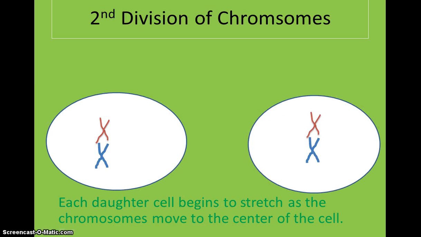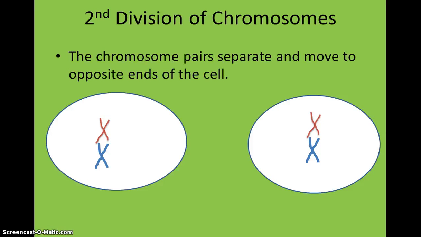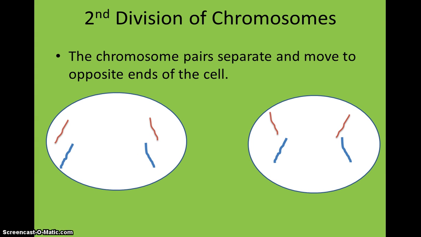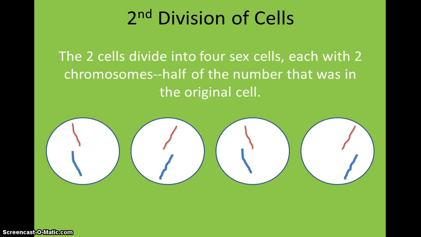Then we move on to the second division of the chromosomes. Each daughter cell, just like they did before, begins to stretch as the chromosomes move to the center of the cell. The chromosome pairs in each of those 2 cells separate and move to opposite ends of the cell. So now we have 2 chromosomes at each end of the cell. By the end of meiosis, those 2 cells divide into 4 sex cells, 4 gametes, each with 2 chromosomes, half of the number that was in the original cell.